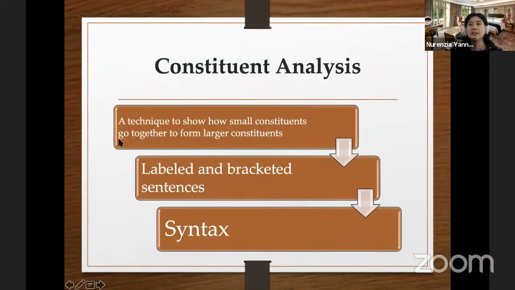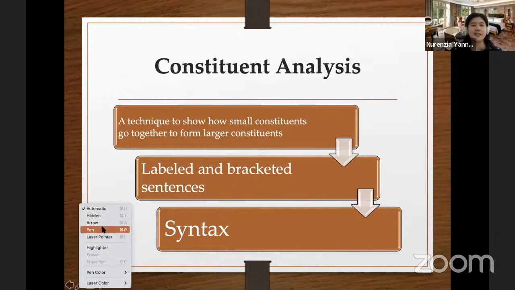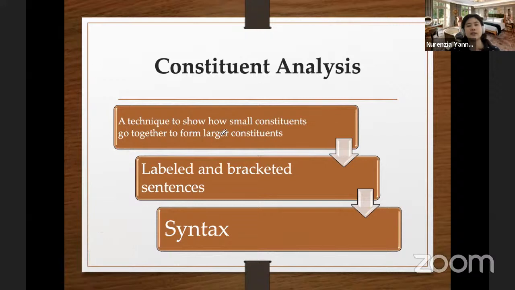All right, so there is something else which is called constituent analysis. Constituent analysis is a technique to show how small constituents go together to form larger constituents. And we use labeled and bracketed sentences, and it is a step to understand syntax.